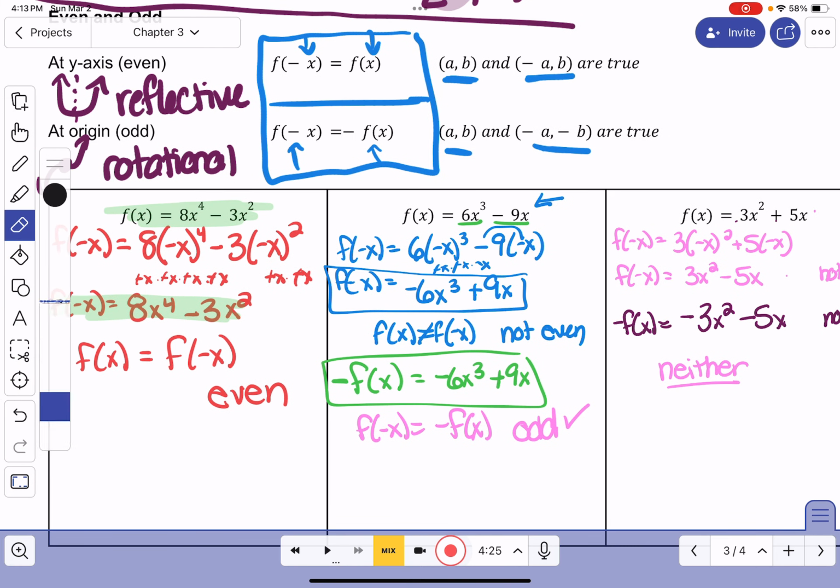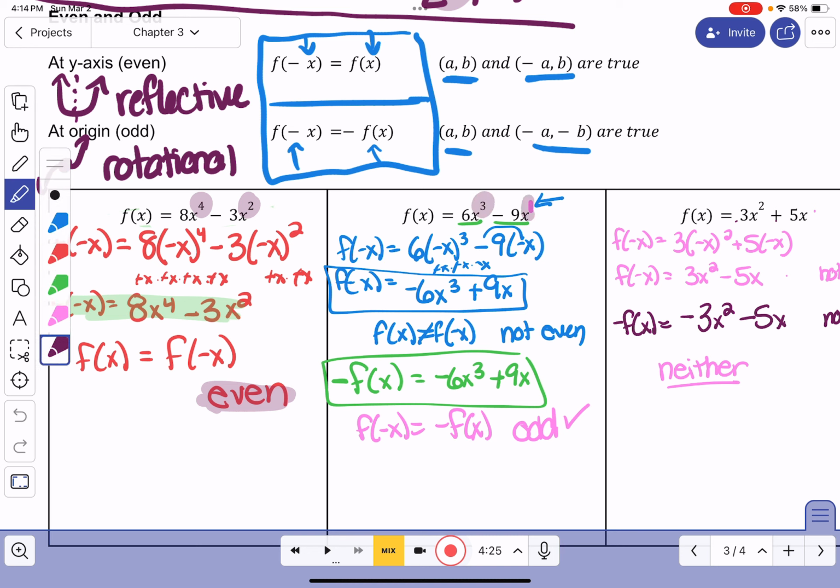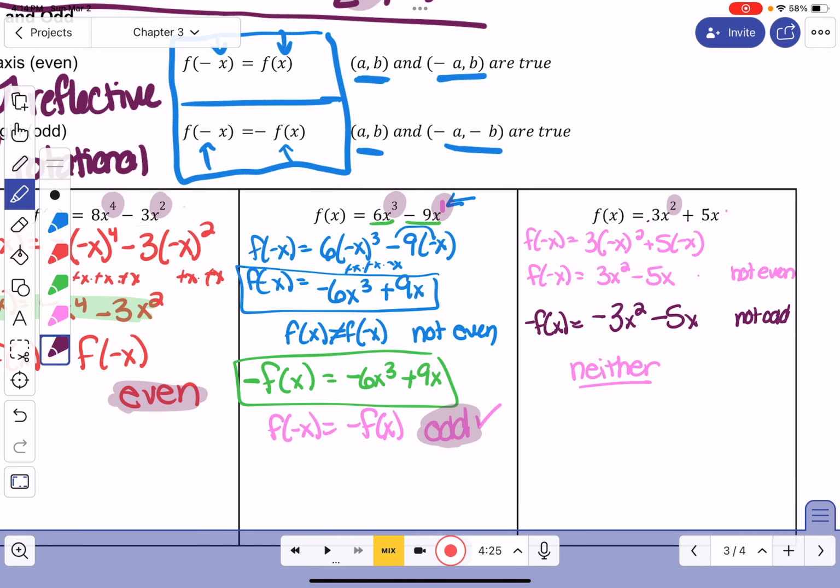Now, if you have to prove it, you have to do the math out and show me. If it doesn't say prove, then you can just look at the exponents. Notice here, 4 and 2 are even, so if both exponents are even, it's even. If there's no exponent, it's a 1. So here, if both exponents are odd, it's odd. And if they're different, because that one's even and that one's odd, then it's neither. So you don't necessarily have to do the math out to know the difference.